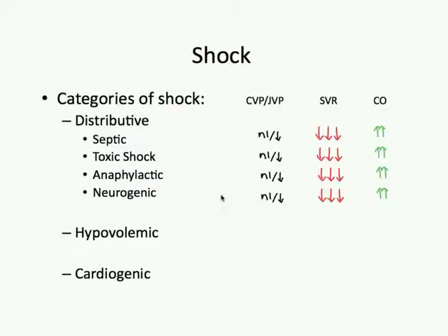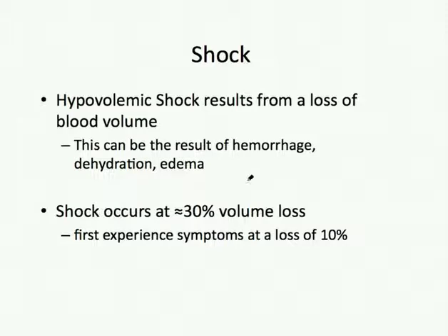So now, finishing up our arrow diagram for distributive shock, I don't think anyone's going to be surprised to see, again, primary insult: decreased SVR; response: increased cardiac output. So now on to a new form of shock, hypovolemic shock.